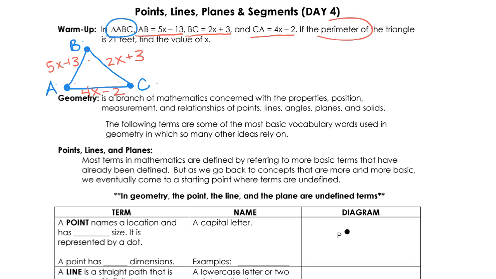Last side is CA or AC, either or, and it's 4x minus 2. Then it says if the perimeter of a triangle is 21 feet, find the value of x. Perimeter is the distance around a figure, and you find perimeter by adding up the length of every side. We don't have the length of every side, but we have an expression for every side, and so we're going to go ahead and add up those expressions.